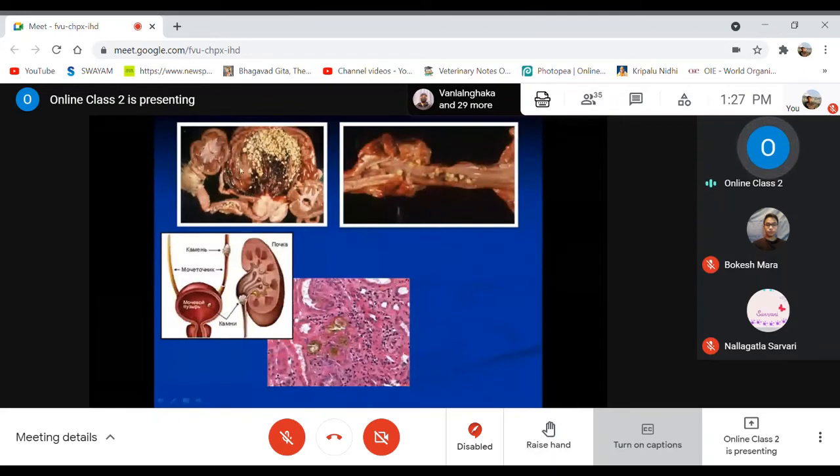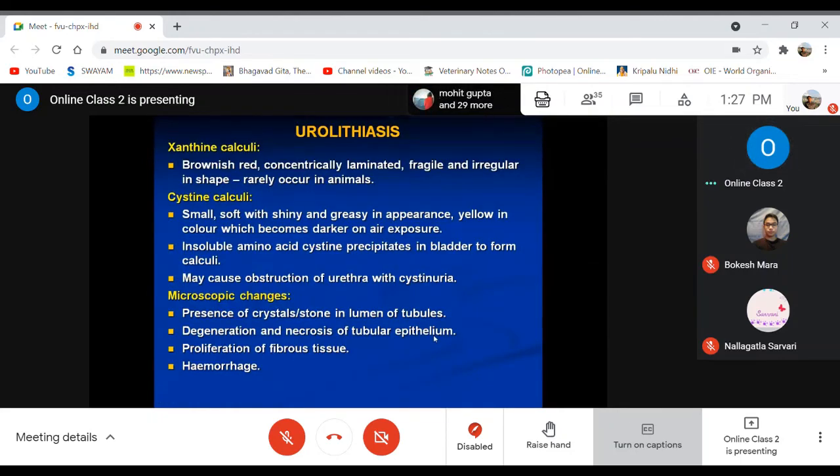So these are some of the photographs of the different types of renal calculi in different locations of the urinary system, a schematic diagram also, and the microscopic view here. And as far as xanthine calculi are concerned, they are brownish red in color, concentrically laminated, fragile and irregular in shape. This type of calculi is not that common in animals as compared to humans.